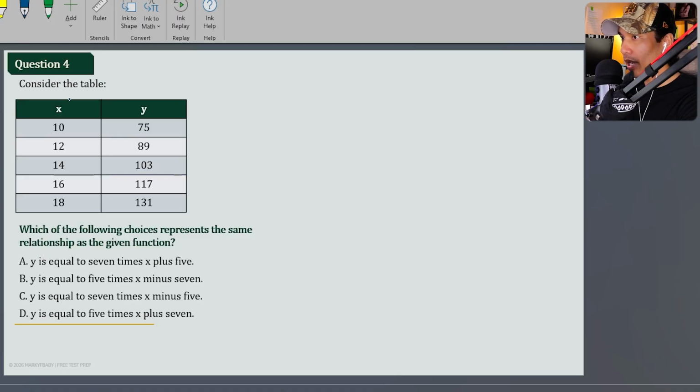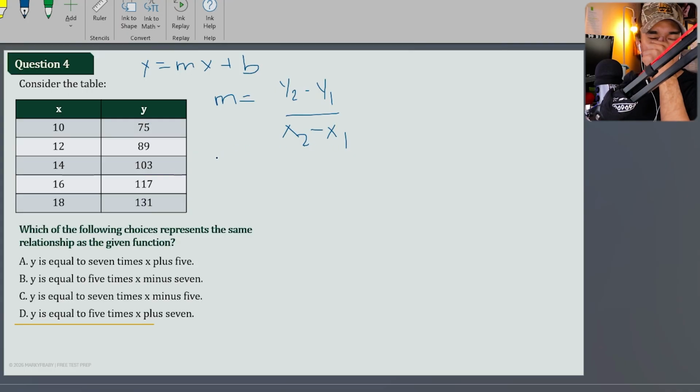So the first thing I would do here, given this table, is I would write down y equals mx plus b. And I do have several ordered pairs here. And what I would do first is I would find the slope. The slope equals the change of y over the change of x. And that's y2 minus y1, and then x2 minus x1.